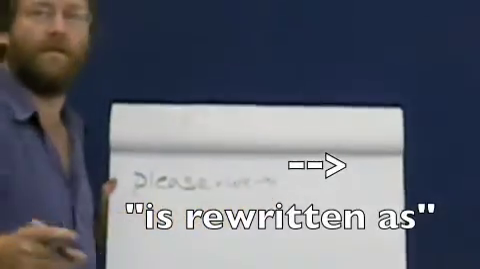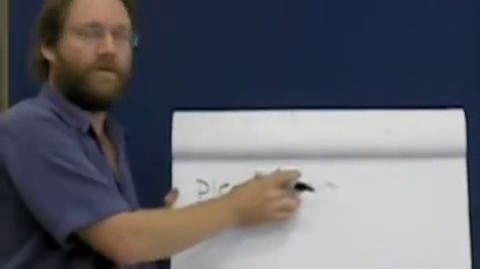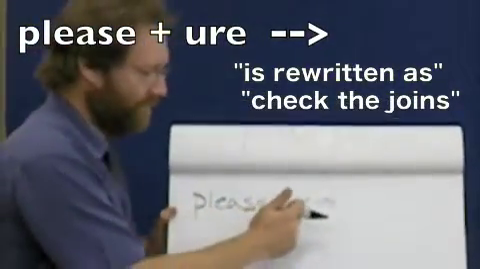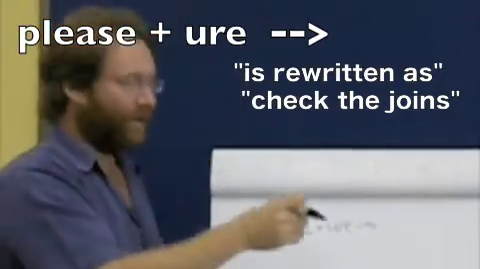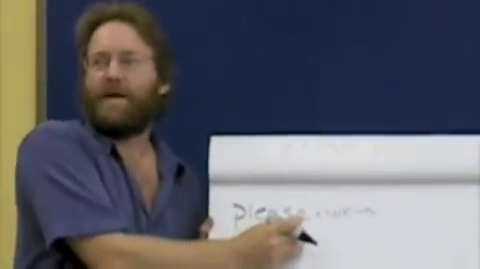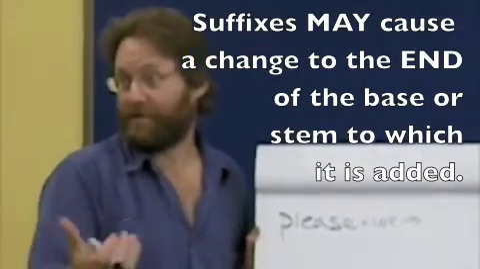And you didn't say your, you said U-R-E. Is rewritten as, check the joins. At the moment that I finished the underlying structure, I drew this arrow, and what did I say as I drew it? Is rewritten as. So P-L-E-A-S-E plus U-R-E is rewritten as, check the joins. Because when you add suffixes to a base or a stem, there might be a change at the end of the base or stem you're adding to it. Okay? I had a great conversation with you about that language, right?